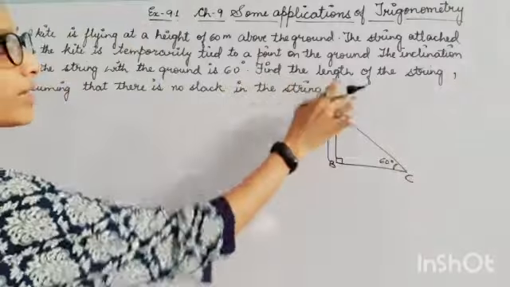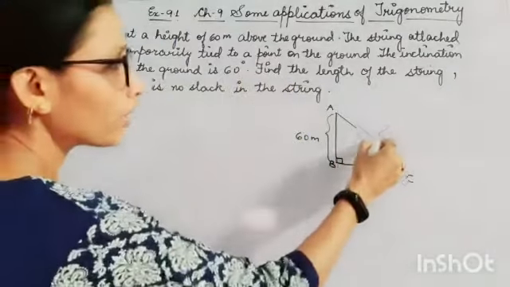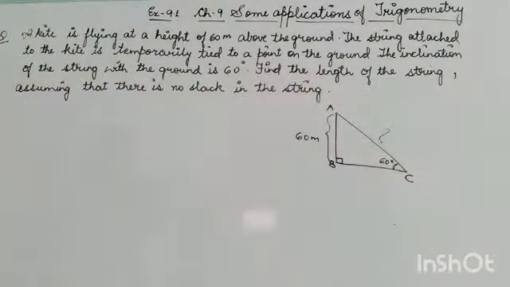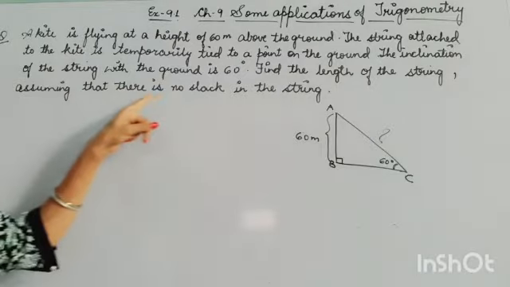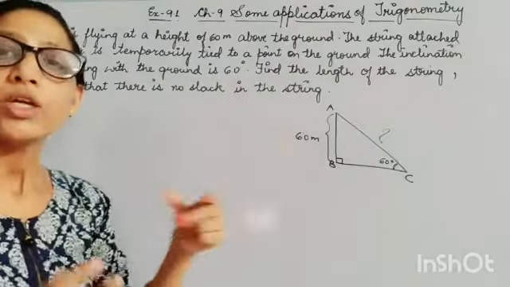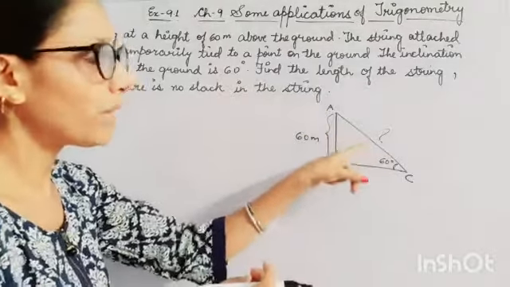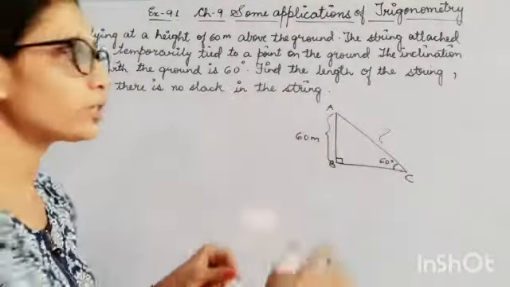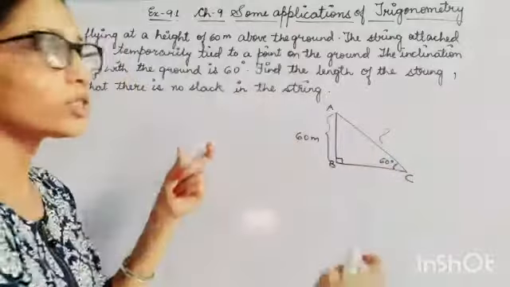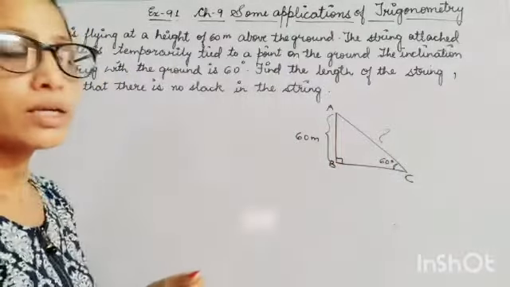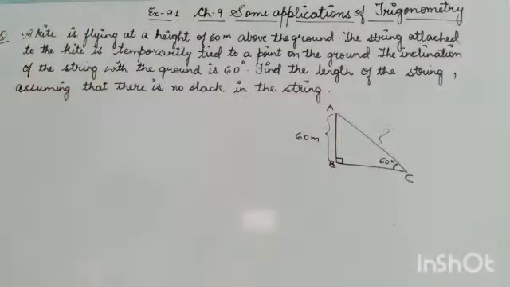Here you need to find the length of the string. So length of AC is to be calculated, assuming that there is no slack in the string. No slack in the string means it is not loose from anywhere. It is tightly stretched from both the ends. So this is my diagram. Let's see how I can solve it.